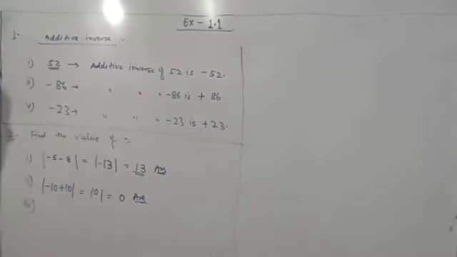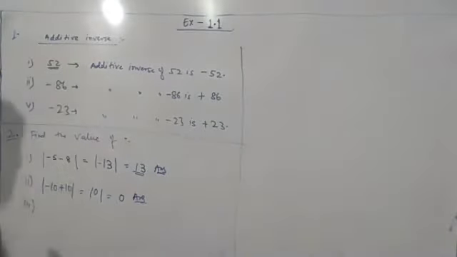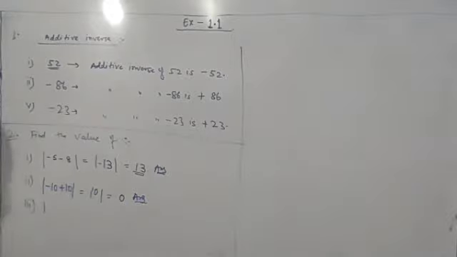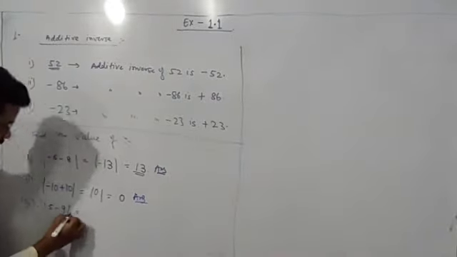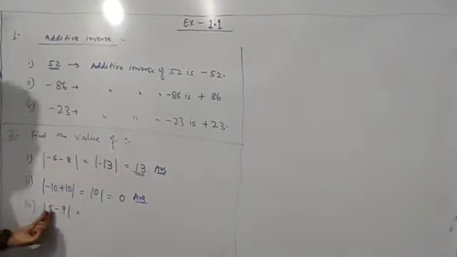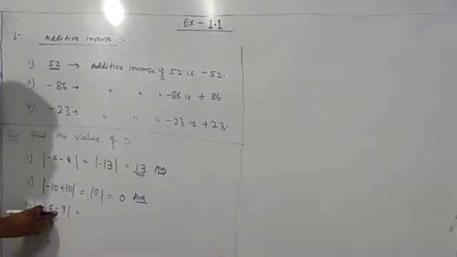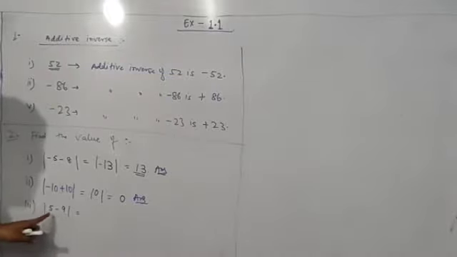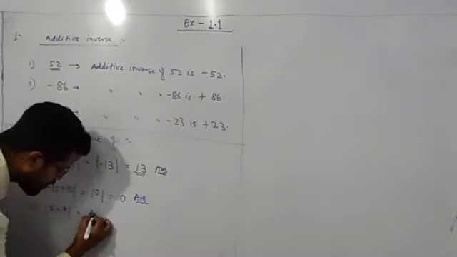Please write down all these questions in your notebook and try to solve them in your own way. Okay, now the third question is 5 minus 9. So here, this is 5 and this is 9, and here it is a subtraction, 5 minus 9. So simply subtract these two values. 5 minus 9 is 4.